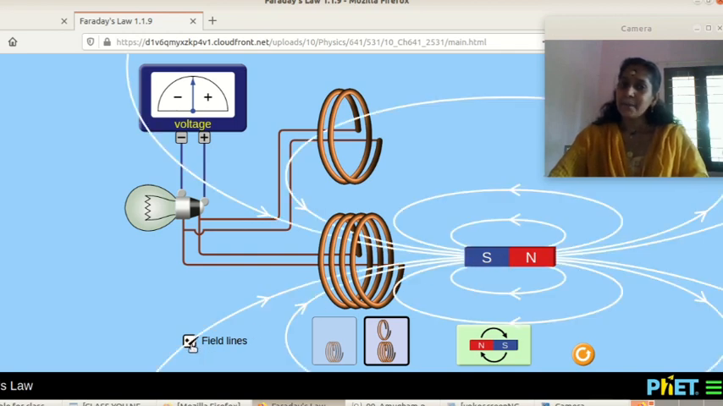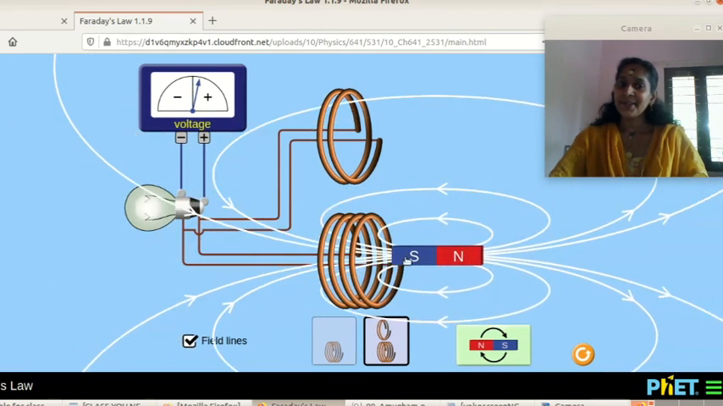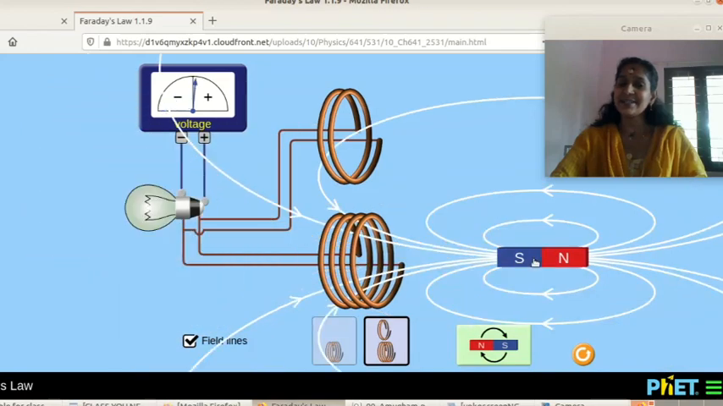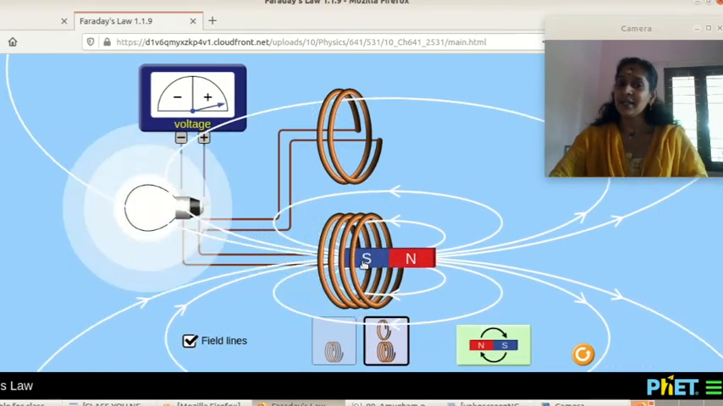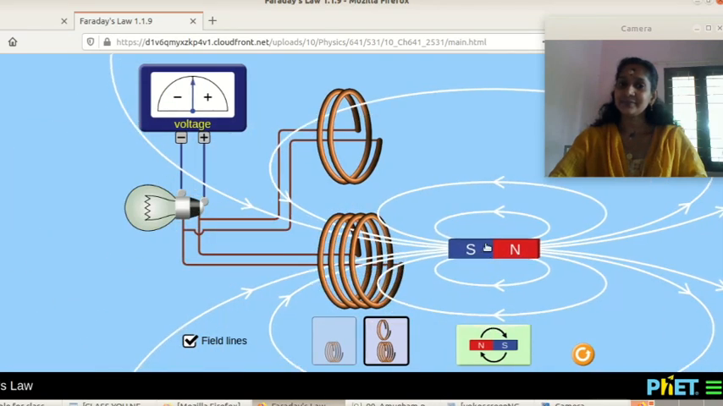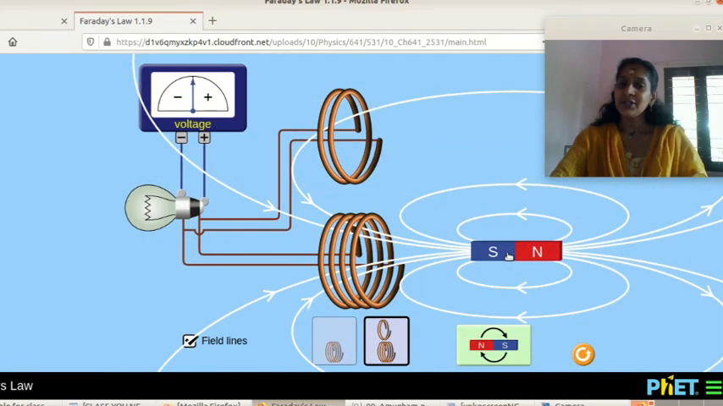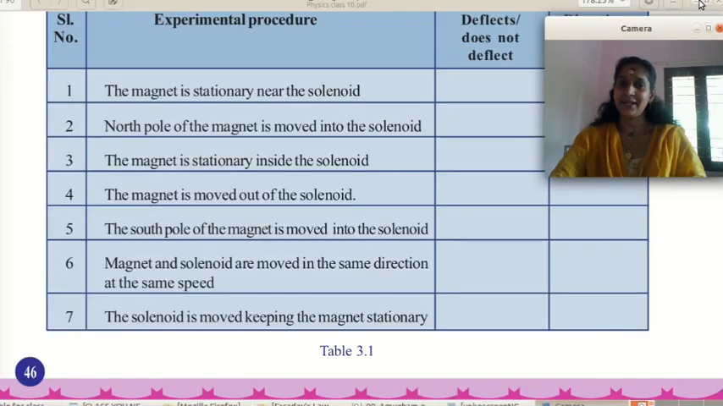We can insert magnetic field lines also. You can see magnetic field lines there. What happened to these magnetic field lines when we are moving in the magnet? This flux changes, isn't it? Yes. Due to this change of flux, variation in the flux, current is produced. This phenomenon was discovered by Michael Faraday.